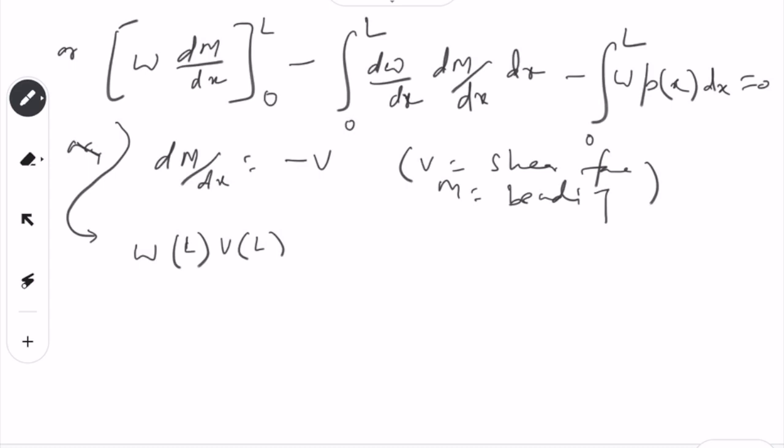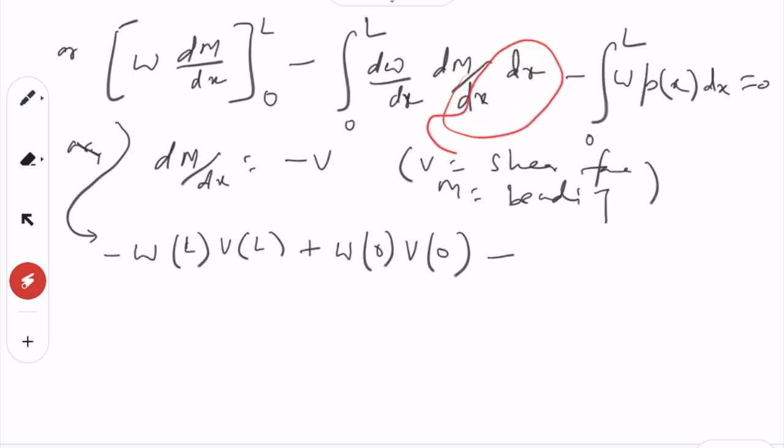Yeah. So, but the minus sign here because dm over dx is a minus b. So, w at L multiplied by b v at L minus sign, and then we will have plus W at 0 and V at 0, right. Okay. Then we have minus, okay. And then we can do another integration by parts. Okay. So, here dx over dx actually gets cancelled like this.